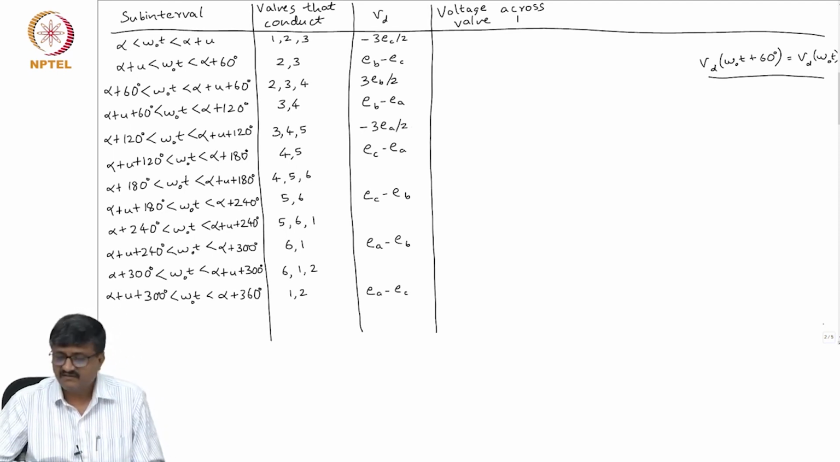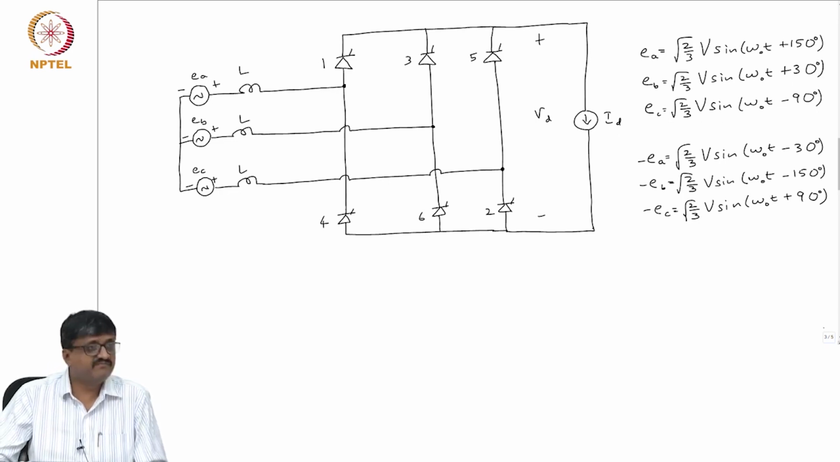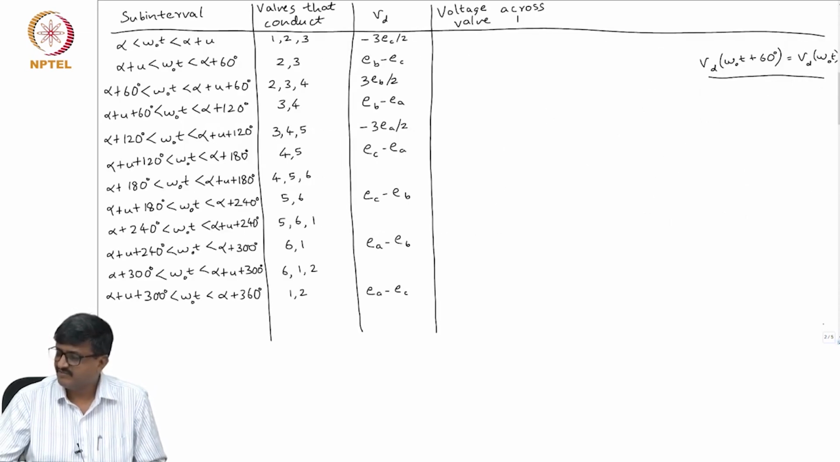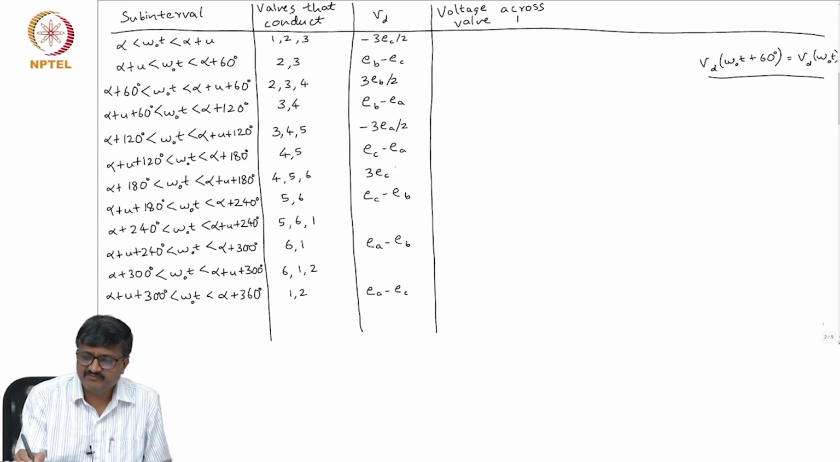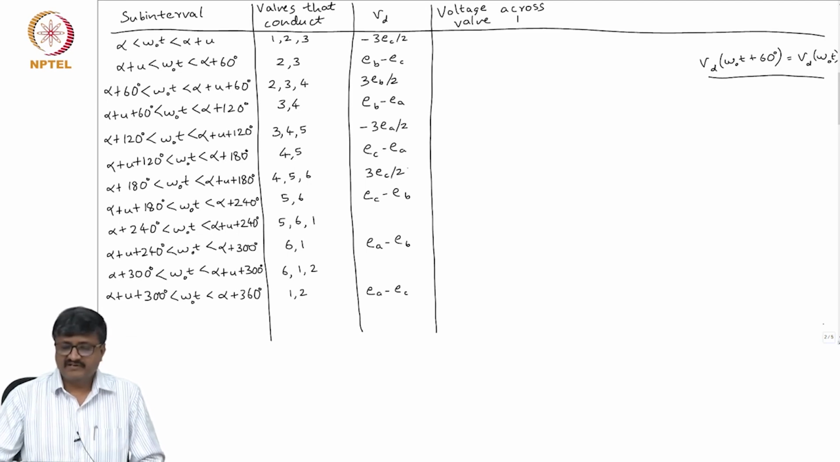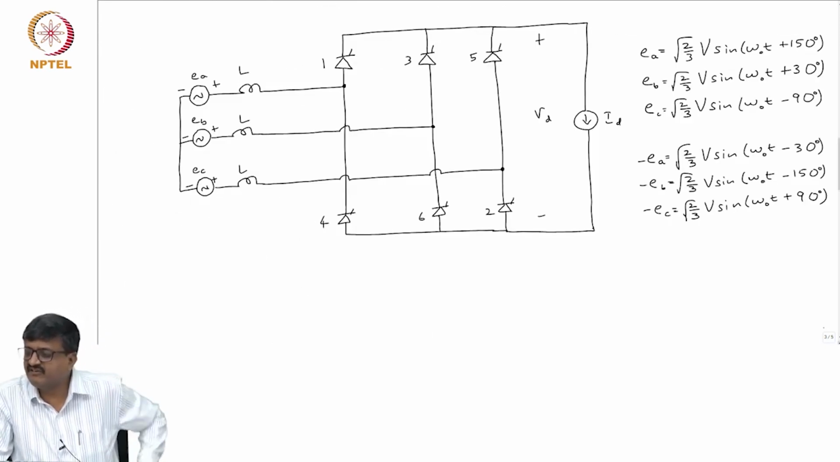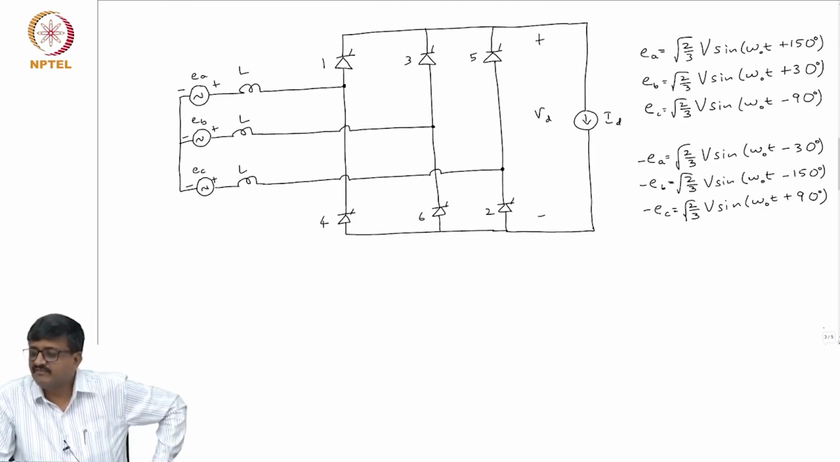Then for the subinterval in which valves 4, 5 and 6 conduct, minus EA has a phase angle of minus 30. I have to get a waveform which lags this by 60 degrees. So, it should have a phase angle of minus 90, which is nothing but EC. So, this is 3 EC by 2. Then the subinterval in which 5, 6, 1 conduct is 3 by 2 into some waveform which lags EC by 60 degrees. EC has a phase angle of minus 90. So, which waveform lags EC by 60 degrees?